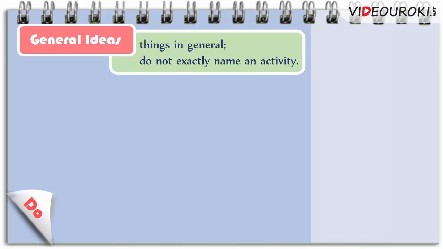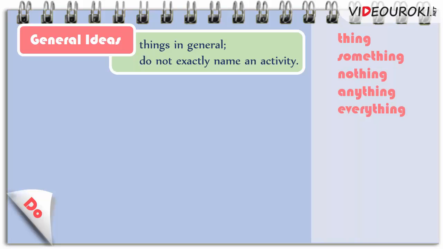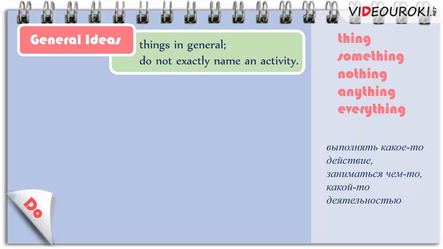We use the verb do when we speak about things in general. In other words, when we do not exactly name an activity. This form is often used with the words thing, something, nothing, anything, everything.